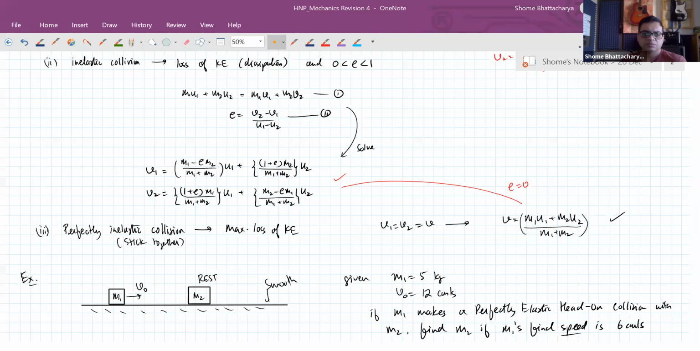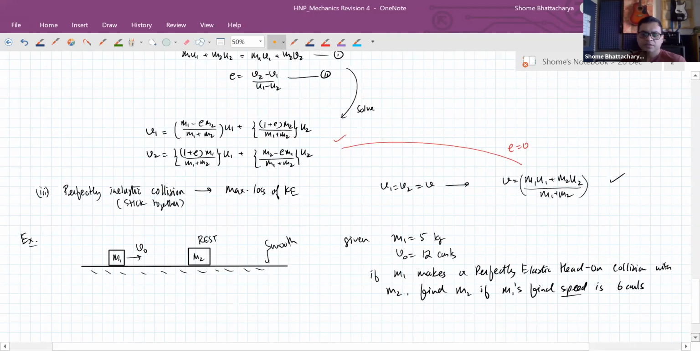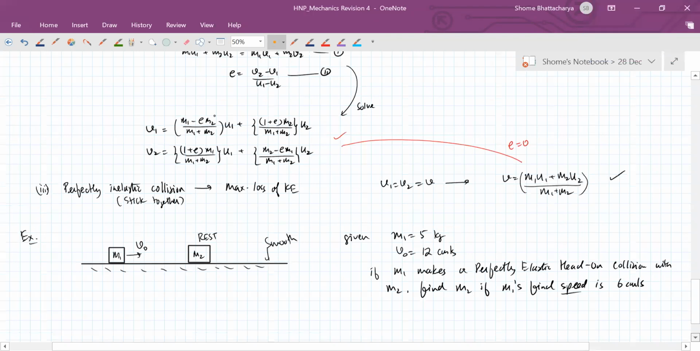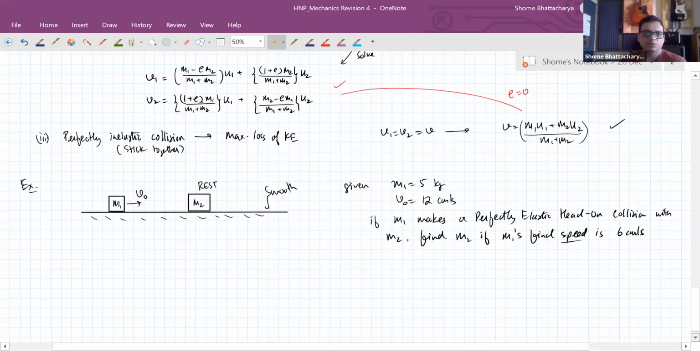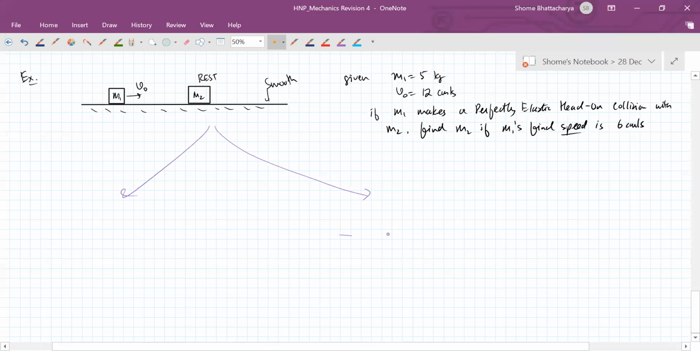Yeah, so in this answer, Sparsh and Nishit, both your answers are correct. But one thing, there are two possible answers. Because it's saying that the final speed is 6 centimeters per second, it could be in either direction. If it makes a collision with a lighter body, then it will continue in the same direction at v naught by 2. But with a heavier body, it can also recoil. So you have to consider both the cases, where m2 is 5/3 and 15.